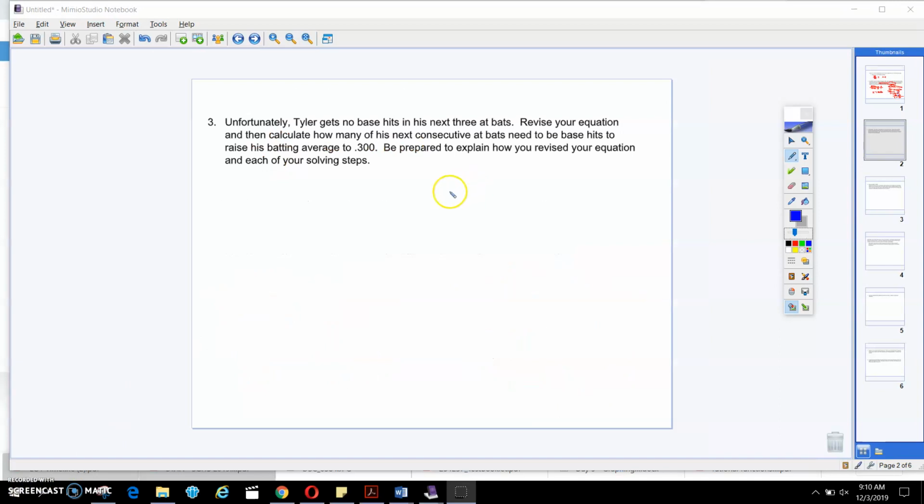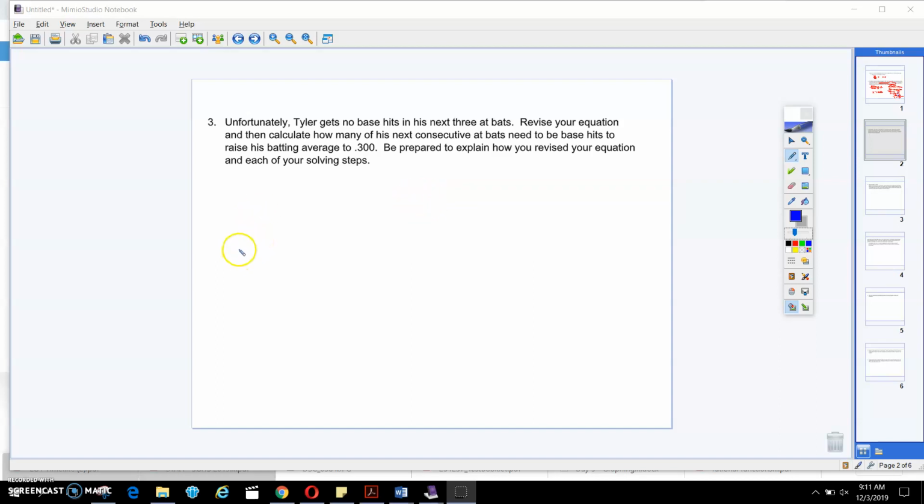Part 3 says, unfortunately, Tyler gets no base hits in the next 3 at-bats. Revise your equation and then calculate how many of his next consecutive at-bats need to be base hits to raise his batting average to 0.30. So Tyler is really bad at baseball. That's what we're getting from this, okay?